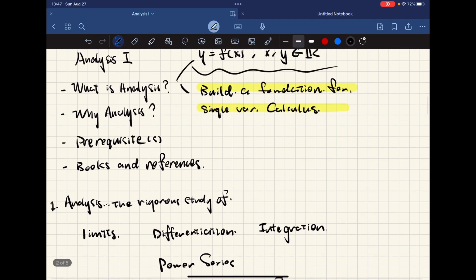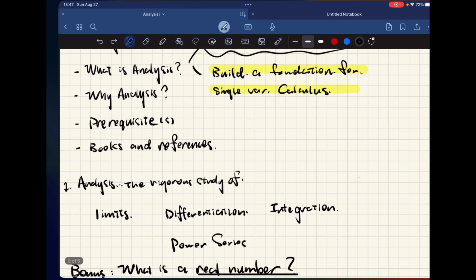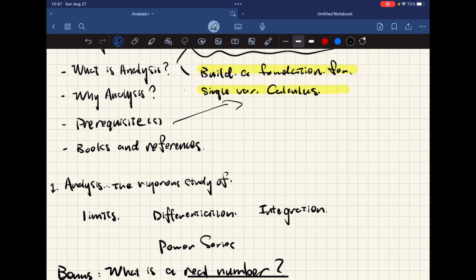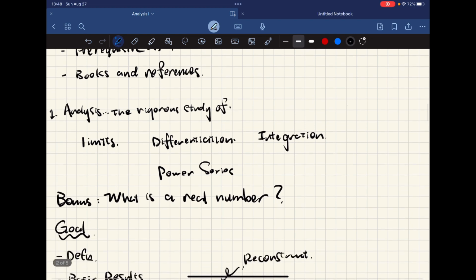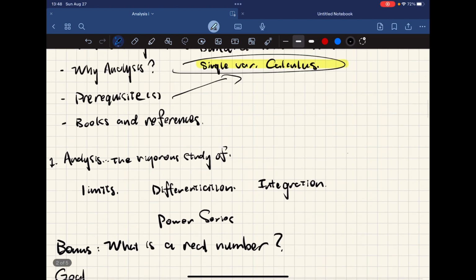And let's just skip the question why analysis here and first ask the question, what are the prerequisites? So the only prerequisite, as labeled here, is single variable calculus. You need nothing other than that. And right now, let's go back and ask the question of why analysis.